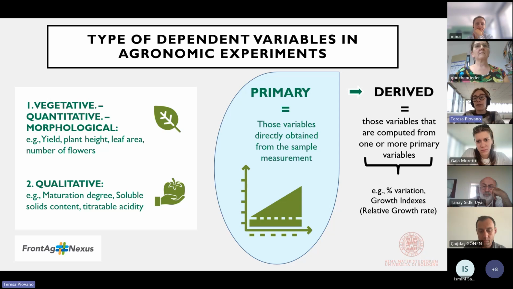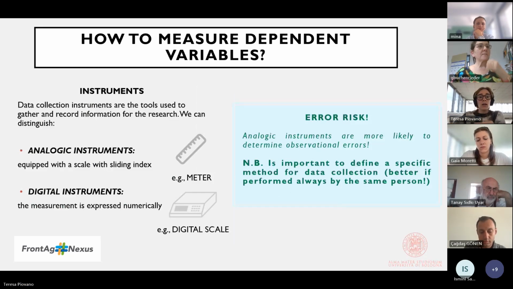Through the first analysis, the first measurement of the dependent variable, we can have primary variables, so directly obtained from the sample measurements. And thanks to the primary variables, we are able to calculate the derived variables. So those variables that are computed from one or more primary variables, like, for example, the percentage of variation, the growth index, and going on.